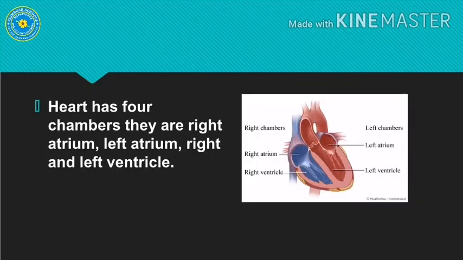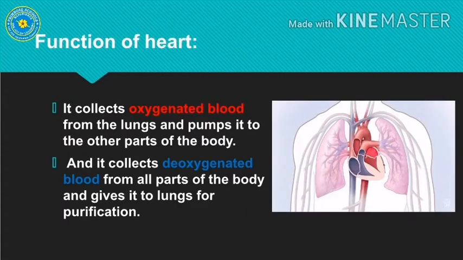The heart has four chambers. They are the right atrium, left atrium, and right and left ventricle. Function of the heart: it collects oxygenated blood from the lungs and pumps it to the other parts of the body, and it collects deoxygenated blood from all parts of the body and gives it to the lungs for purification.